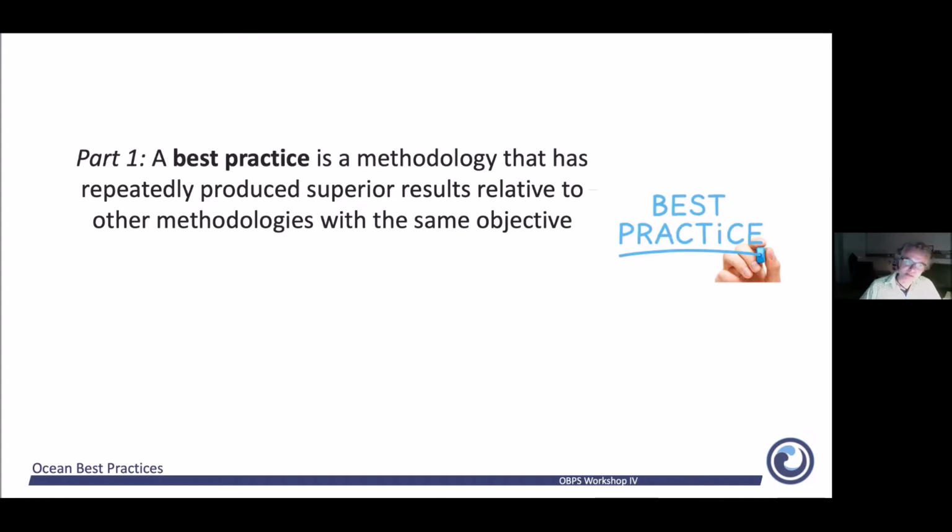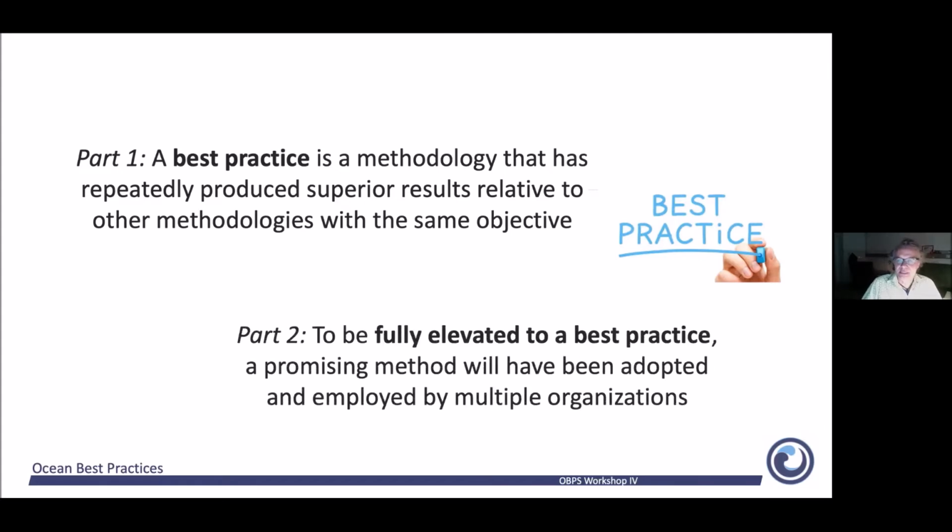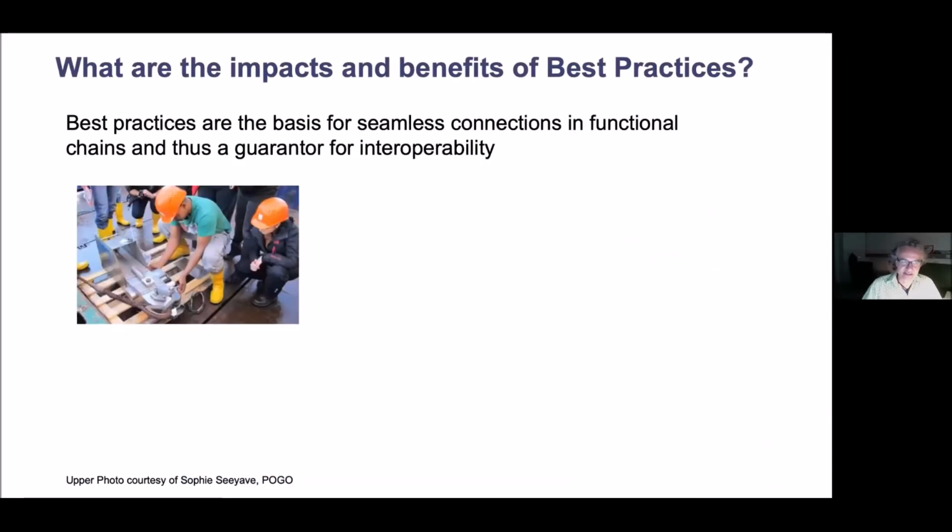So there's another part to it, which is, to be fully elevated to a best practice, a promising method will have to be adopted and employed by multiple organizations or communities. This is very important. This is also a central part of this meeting here. What are these communities? How to elevate that? So why are we interested in best practices? What is the impact, the benefit of having best practices?